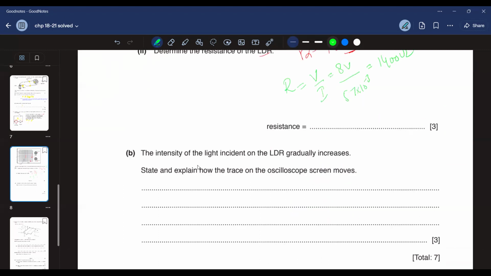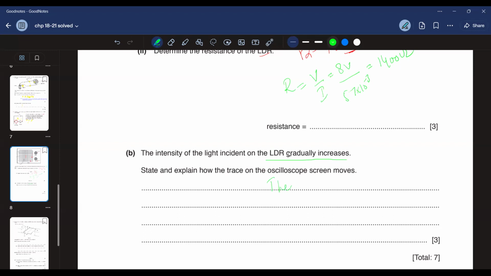Then they have said that the intensity of the light incident on the LDR gradually increases. State and explain how the trace on the oscilloscope would move. If the light intensity incident gradually increases, which means the resistance क्या होगी? Decrease, and the total resistance of the circuit would also decrease. So what would happen on the screen? The current would increase, so the line would move up on the oscilloscope.